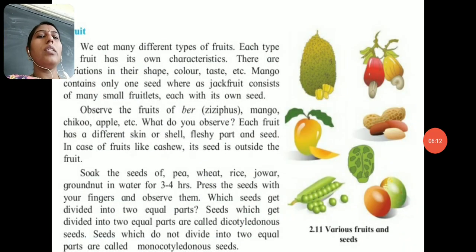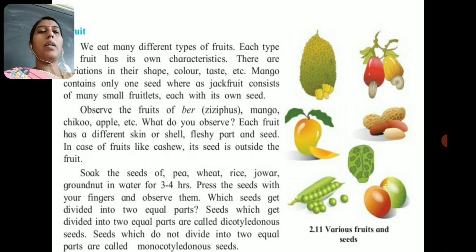So observe, children, these are the fruits we are eating. If you observe their shape, color and taste, they are different. So mango contains only one seed, whereas jackfruit consists of many small fruitlets, each with its own seed. Watermelon, if you take papaya, there are many seeds in there. Yes, so their skin is different, fleshy part is different, seeds are also different. Again, if you take wheat, rice, jowar, groundnut, their seeds are again different.